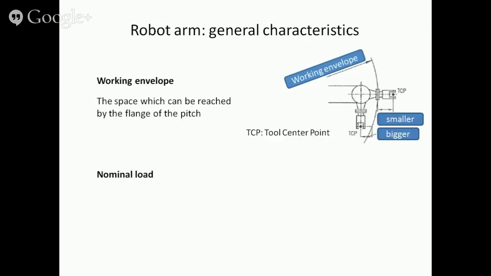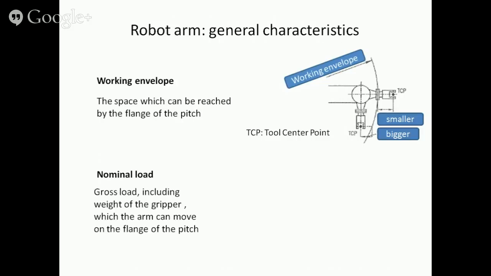The nominal load of the robot is the gross load, including the weight of the gripper, which the arm can carry and move. The point of action is situated on the flange of the pitch where the gripper is installed. Compare the diagram below with the diagram above, and you see how they are related.